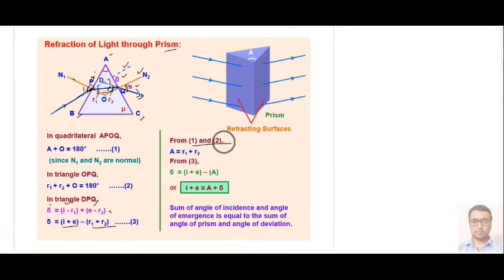Now we know that from equation 1 and 2, that is from this equation and this equation, we can write A equal to R1 plus R2. And from equation number 3, delta was I plus E minus R1 plus R2. So we can write I plus E equal to A plus delta. So we can conclude that the sum of the angle of incidence and the angle of emergence is equal to the sum of the angle of prism and the angle of deviation.